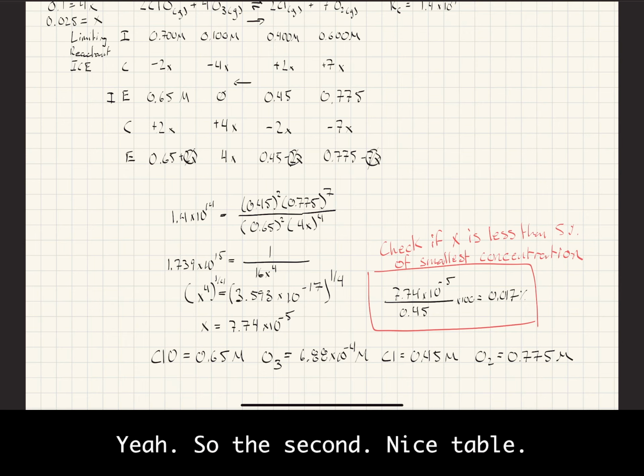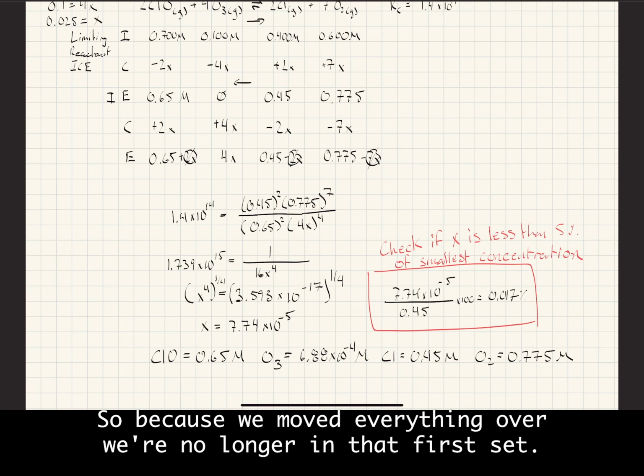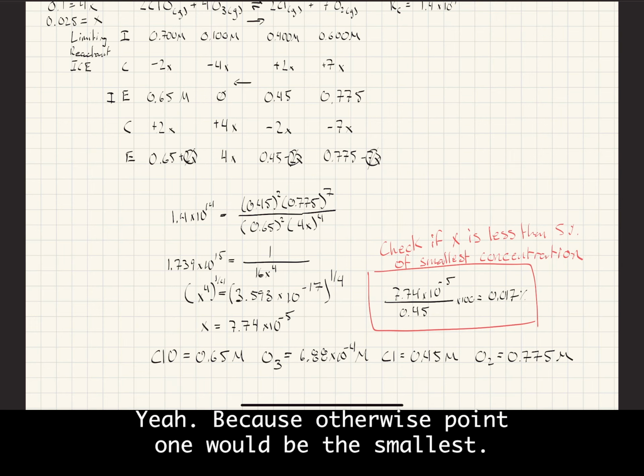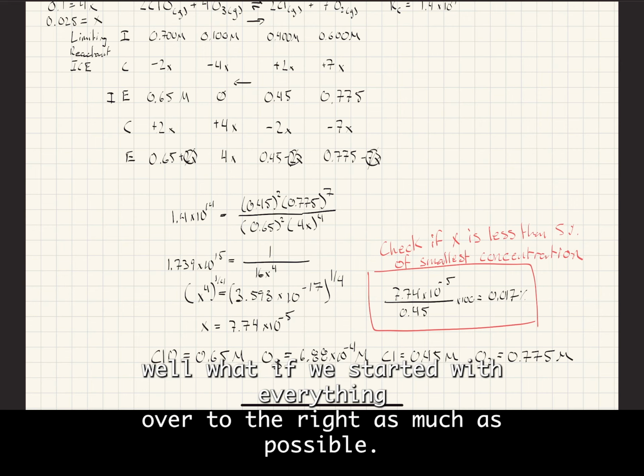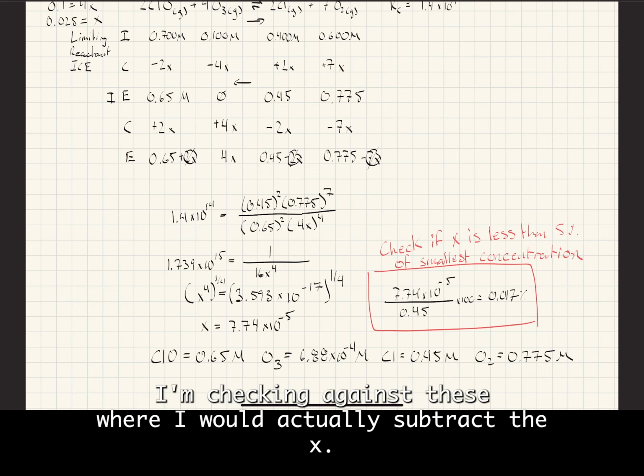Yes, of the second ice table. Because we moved everything over, we're no longer in that first set. Otherwise 0.1 would be the smallest. But because we calculated, well, what if we started with everything over to the right as much as possible? I'm checking against these where I would actually subtract the x.